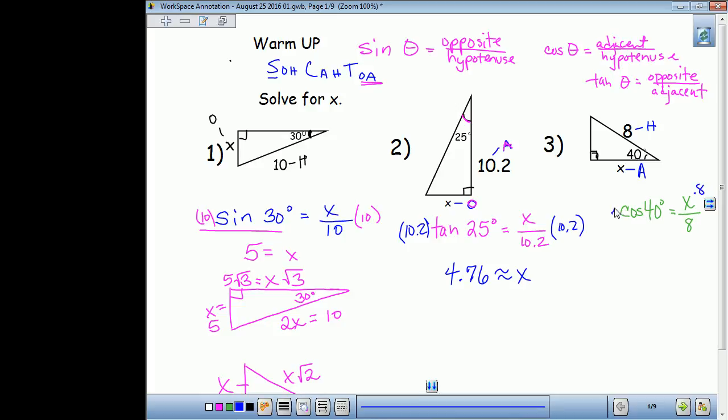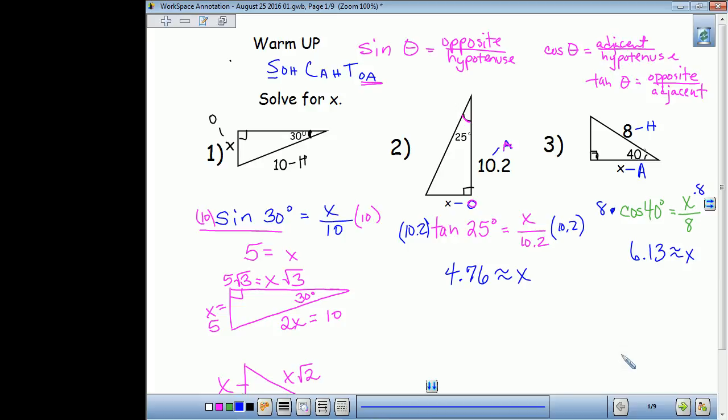And you do get approximately 6.13. Nice job. So that is just a quick review of how to solve for a missing side on a right triangle when you're given an angle and a side.